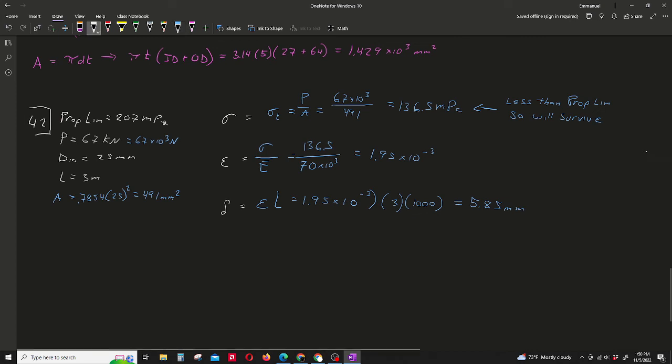Cool. And then lastly, we have number 51 here. Number 51 is going to be, for the truss shown, compute the total deformation of member CD due to the applied load of 100 kips. Member CD is made of steel and has a cross-sectional area of 2.5 inches squared. Indicate whether the member is in tension or in compression.